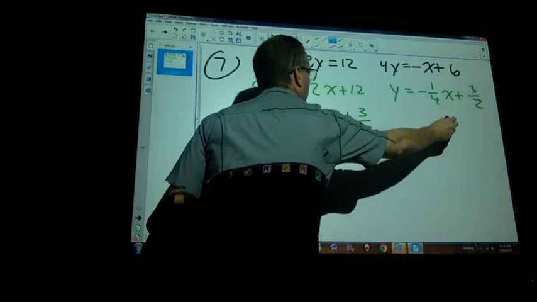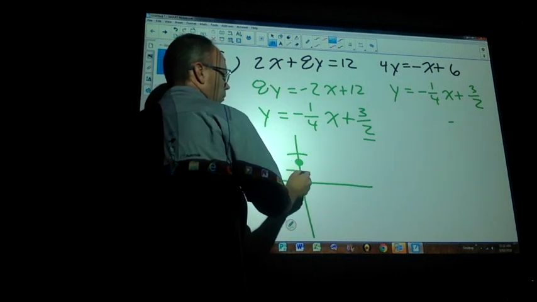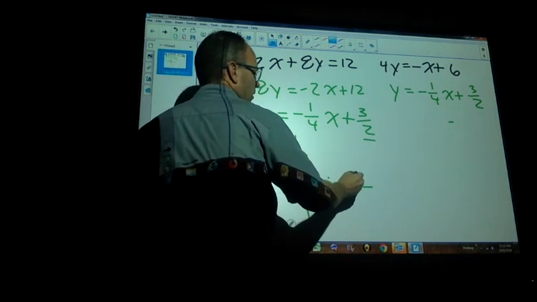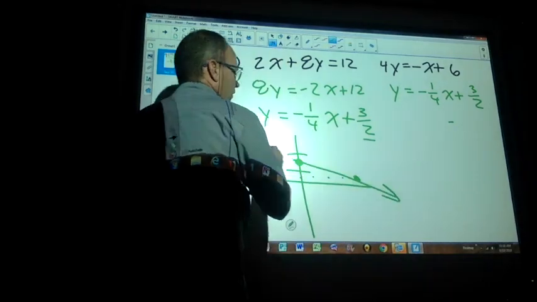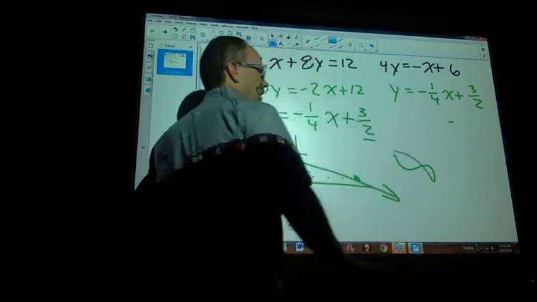Okay? And then it looks like it's the same line. So down 1, right 4. So if I graph each one, it's going to land on the same line. So this would incorporate as having infinite solutions.